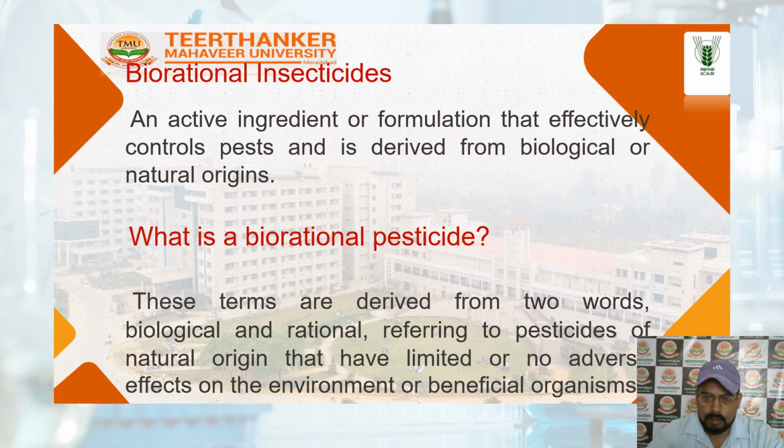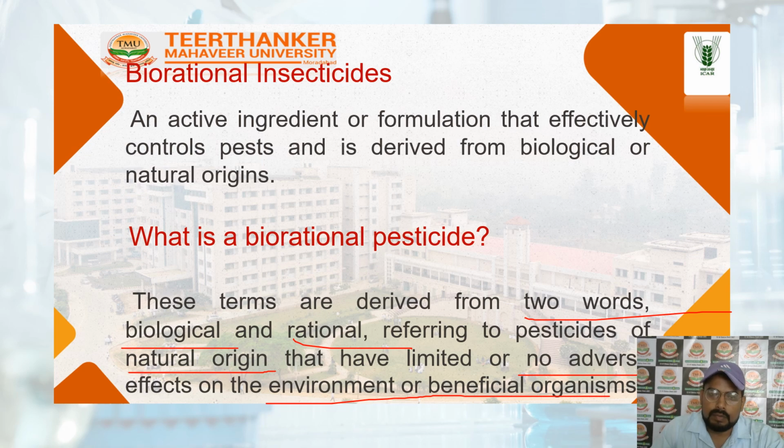How do we define a biorational pesticide? The term is derived from two words, biological and rational. It refers to pesticides of natural origin that have limited or no adverse effect on the environment and biological systems. These are called biorationals.